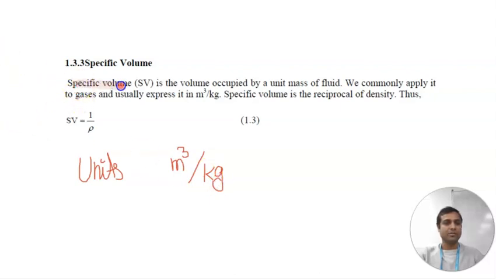Specific volume, SV, is the volume occupied by unit mass of a fluid. If I give you 1 kilogram of a fluid, how much volume is it going to take? So specific volume is the reciprocal of the density. Usually we apply it to gases. Units are here.